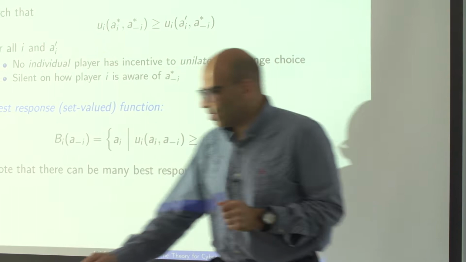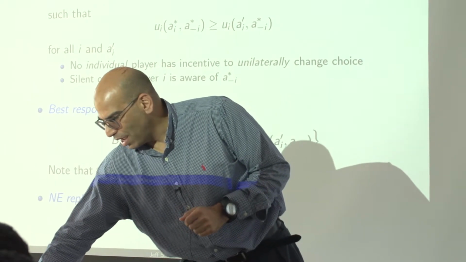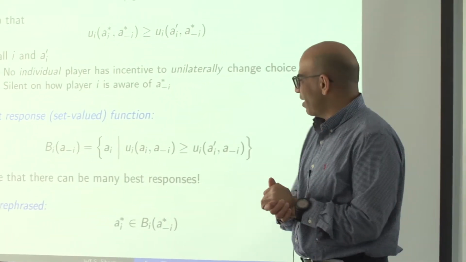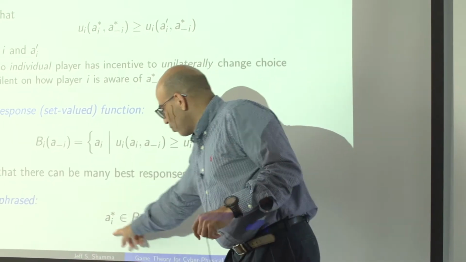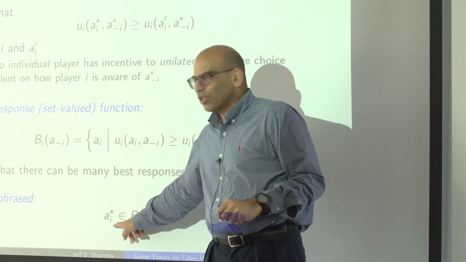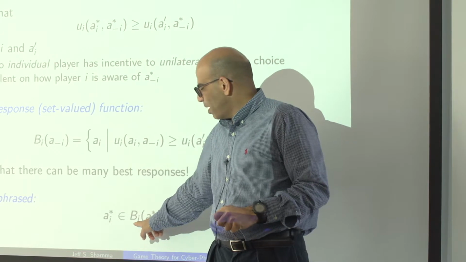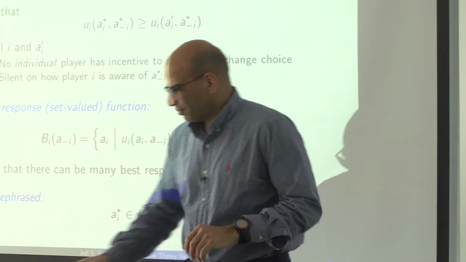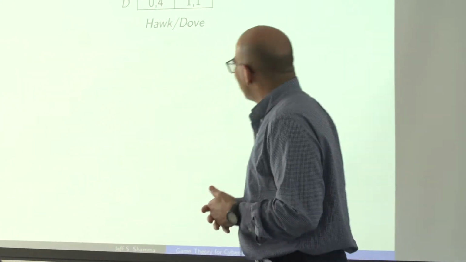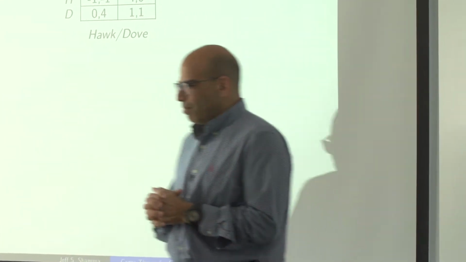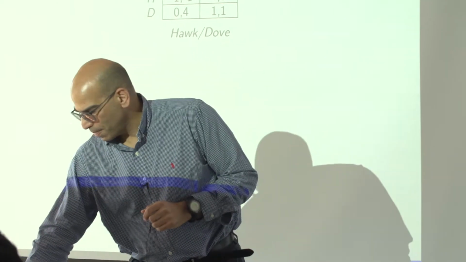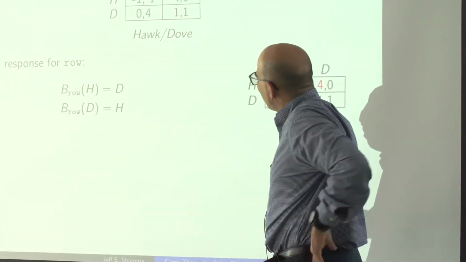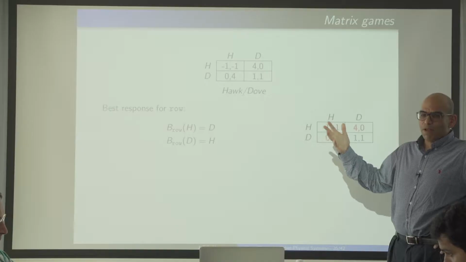And let's look at the best response function in action, and it will help us construct Nash equilibria. But this is another way to write Nash equilibria. The action that I've chosen is a best response to the actions that everyone else has chosen. So in simple cases, let's construct the best response. This was the hawk-dove game. And let's see, what's the best response for the row player? This is the best response function.